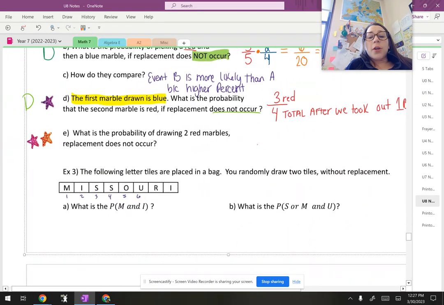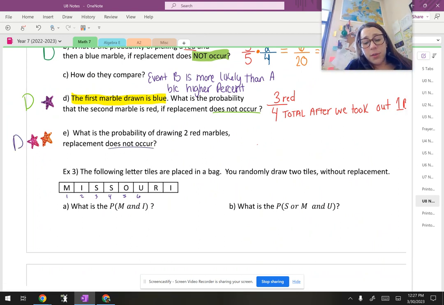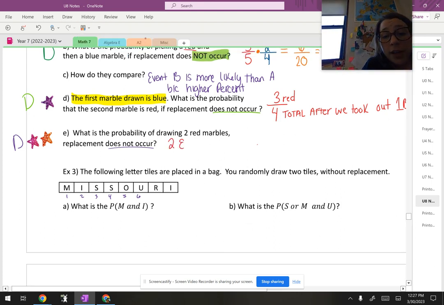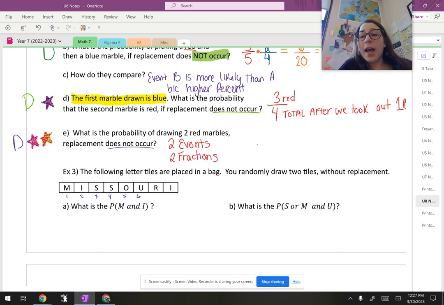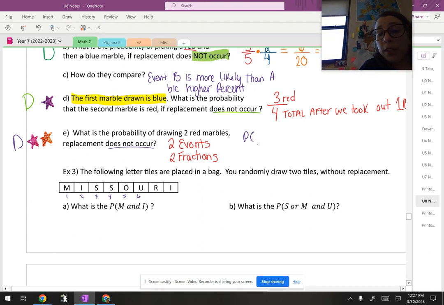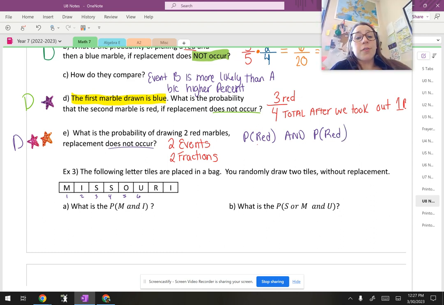Part E. What is the probability of drawing 2 red marbles? Replacement does not occur. So again, a dependent event. This is similar to the question that we did yesterday, talking about 2 somethings or anothers. So how many events are happening here? Still 2 events. 2 events means I need 2 fractions. Even though it says 2 red marbles, we're not ever picking 2 things at the same time. This is really asking me for the probability of red and then the probability of red again after I already picked a red.